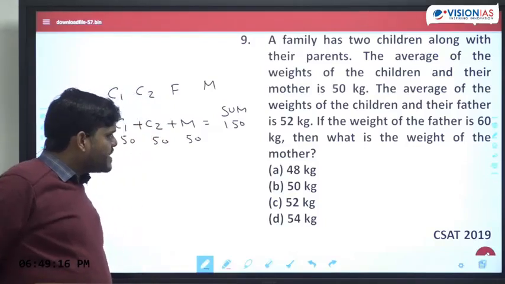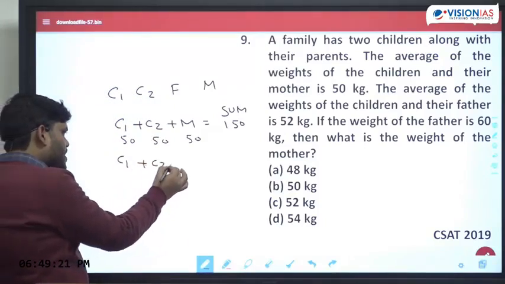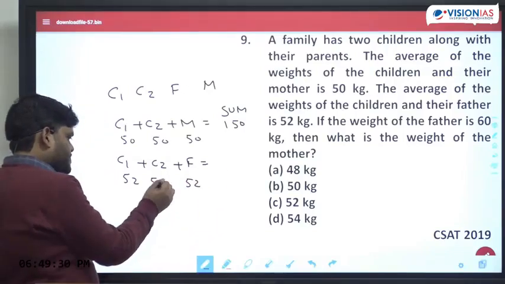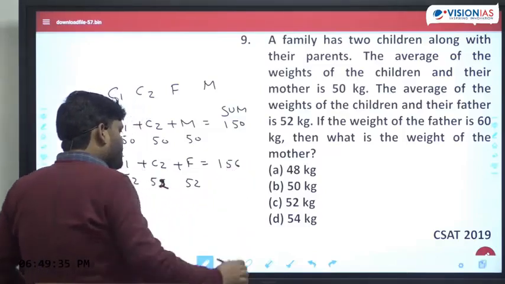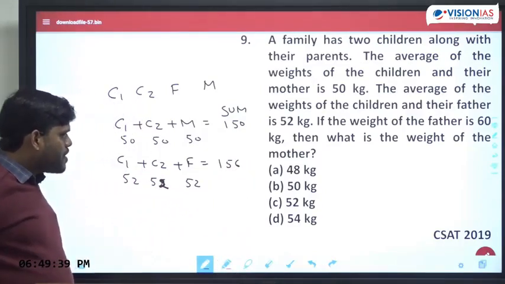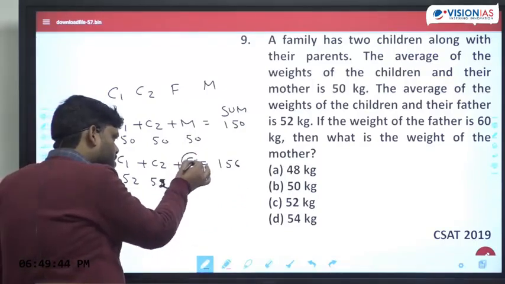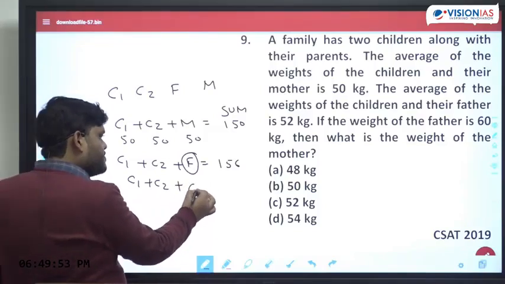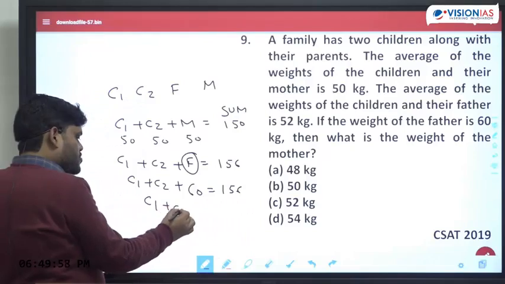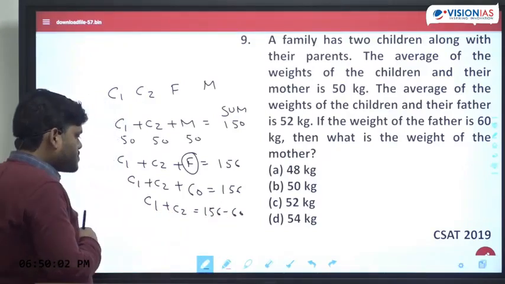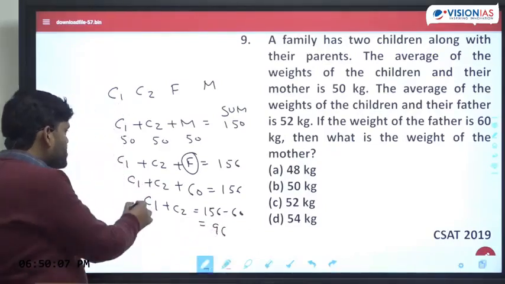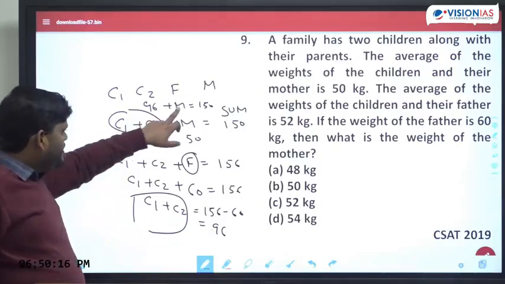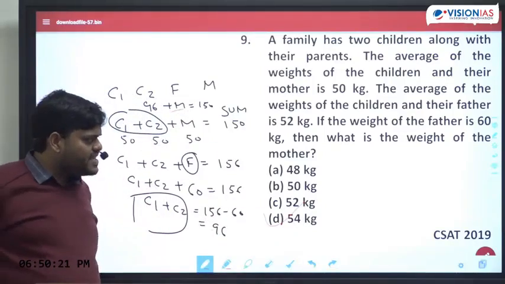Now the average weight of the children and their father is 52. That means C1 plus C2 plus father gives 156. Now we have the weight of father, 60. So C1 plus C2 plus 60 is equal to 156. So C1 plus C2 is equal to 156 minus 60, which comes as 96. Put this C1 plus C2 as 96 here: 96 plus M is equal to 150. So what is the value of M? 54 kg.